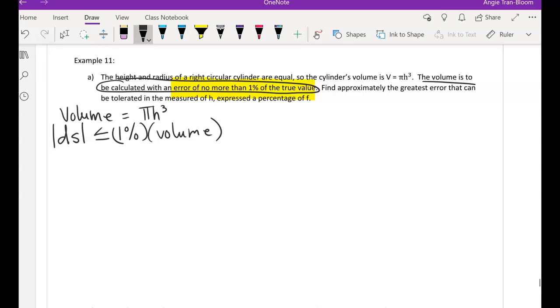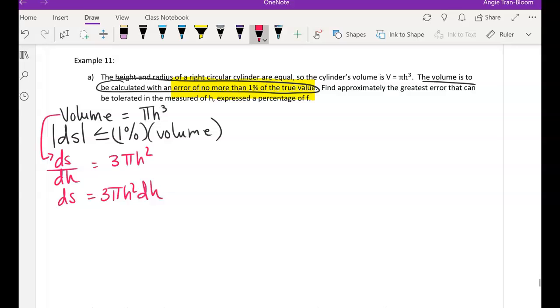So guess what? We're going to have to find the derivative. So let's use your volume equation. Find dV with respect to h. So that's going to be 3 pi h squared. So dV is 3 pi h squared times dh. Now we're going to take it and plug it in here. And remember, I'm using an absolute value, meaning that the change can go either way, in the positive direction or the negative direction. So 3 pi h squared dh is less than or equal to 1%.